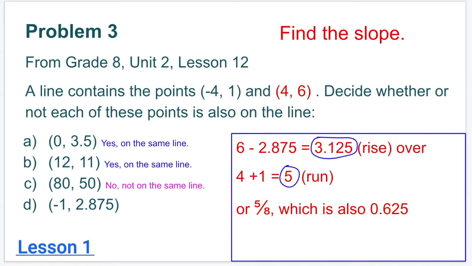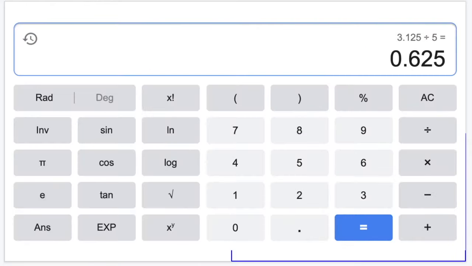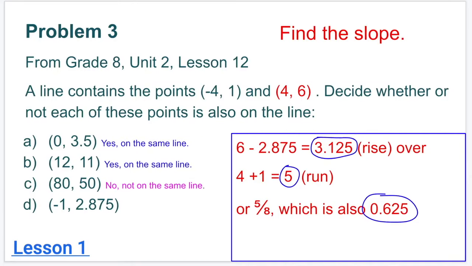3 and 125 thousandths divided by 5 equals 625 thousandths, or 0.625, which is equivalent. It has the same slope. Yes, the coordinates negative 1 and 2 and 875 thousandths would be on the same line.